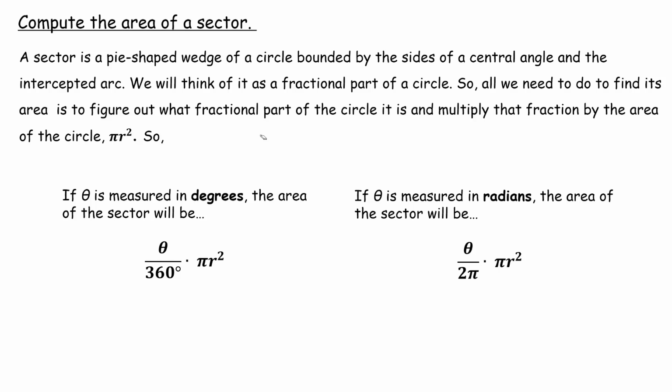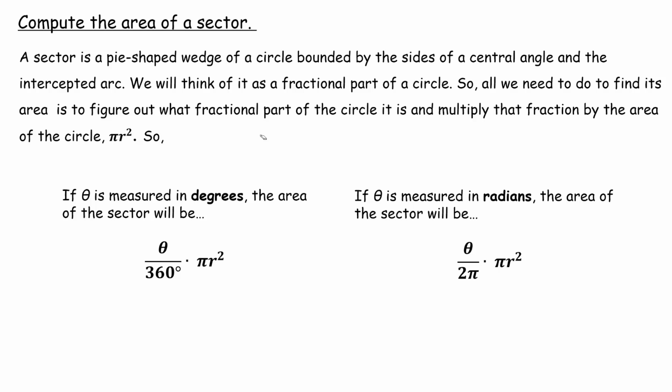All right, now the area of a sector. A sector is a pie-shaped wedge of a circle bounded by the sides of a central angle and the intercepted arc. We will think of it as a fractional part of a circle. So we were talking about the fractional part of a circumference of a circle. Now we're going to talk about a fractional part of the area of a circle. That is what is called a sector. All we need to do to find its area is to figure out what fractional part of the circle it is and multiply that fraction by the area of the circle, which is pi r squared.